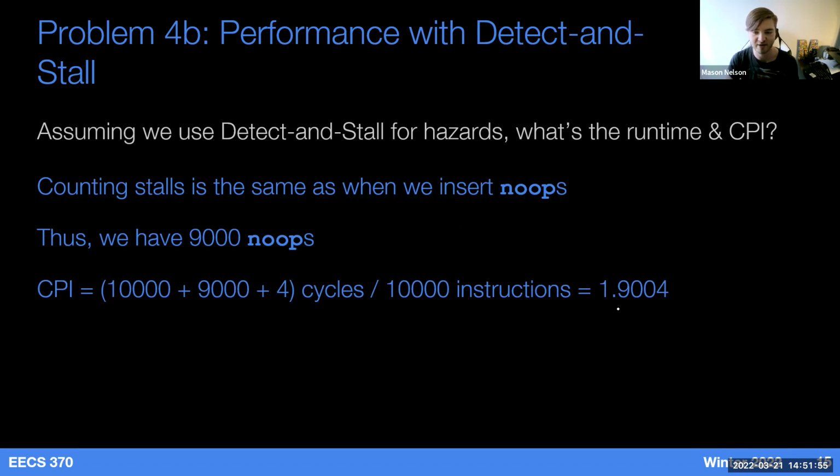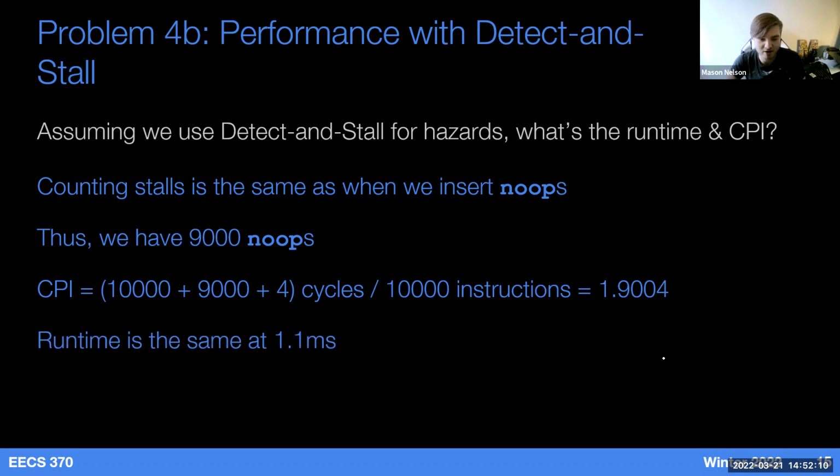And that gets us a CPI of 1.9004. And then to actually calculate our runtime, which is the number of cycles times our clock period, well, the number of cycles again hasn't changed. So it's going to be the same at 1.1 milliseconds.